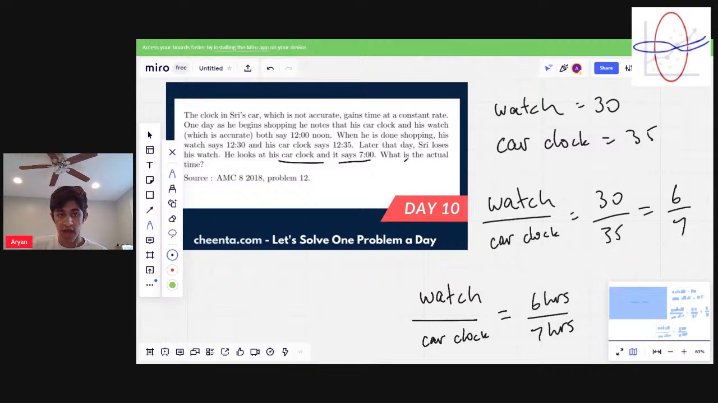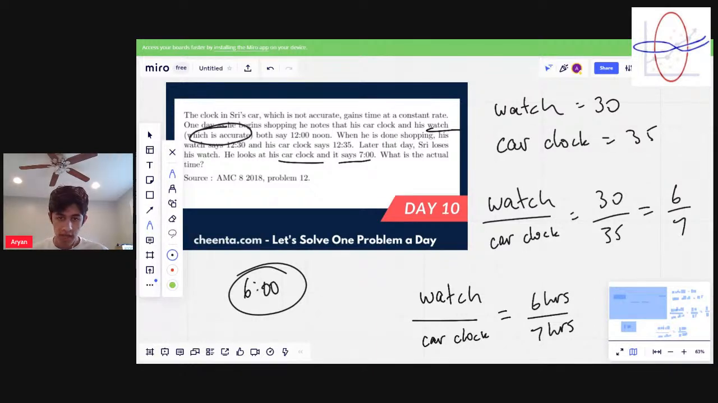And because they're asking for the actual time, we know that the watch is the accurate time, right? They tell us the watch is accurate. So that means 6 hours from noon is just 6 o'clock. And this would be our final answer. And we circle this and move on.